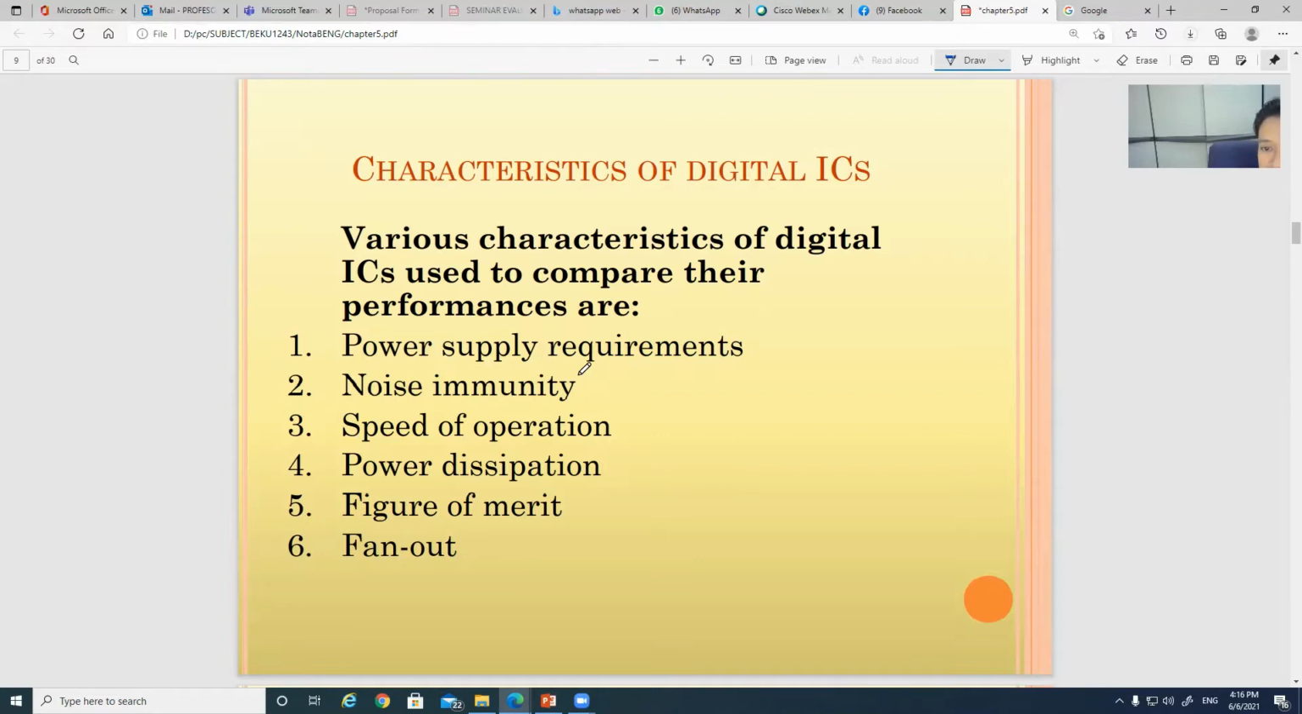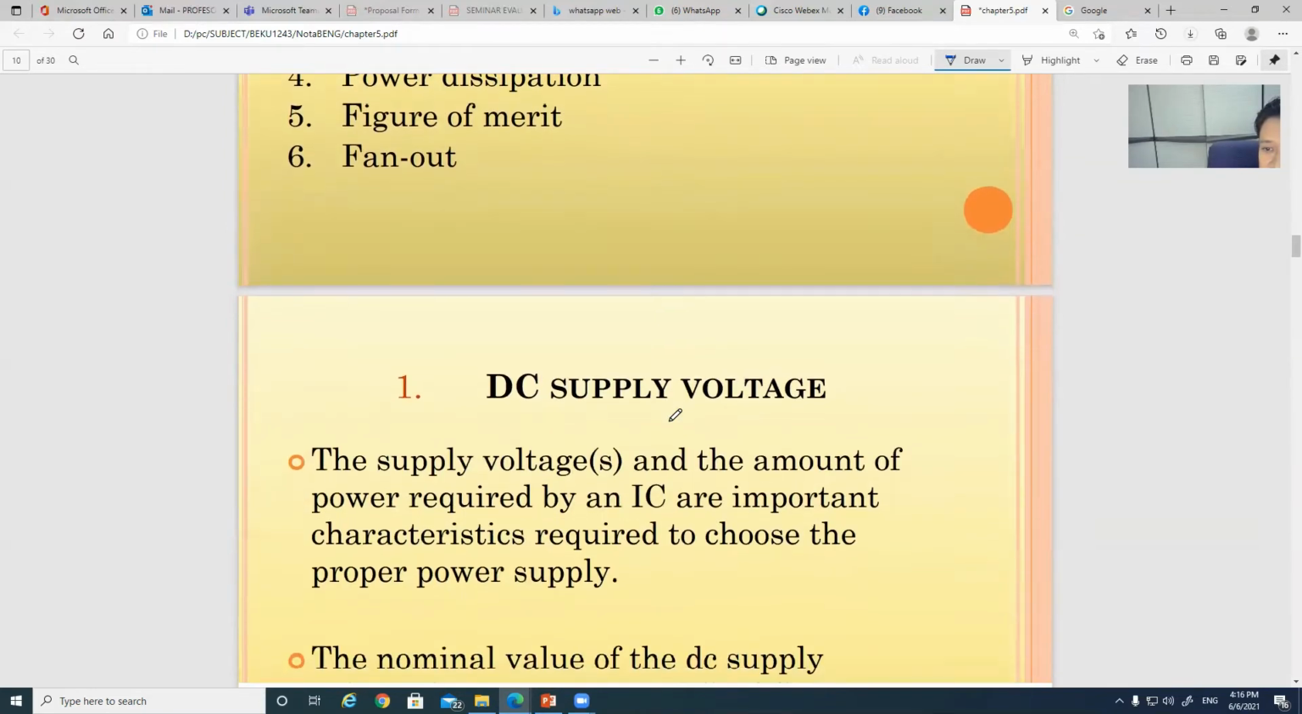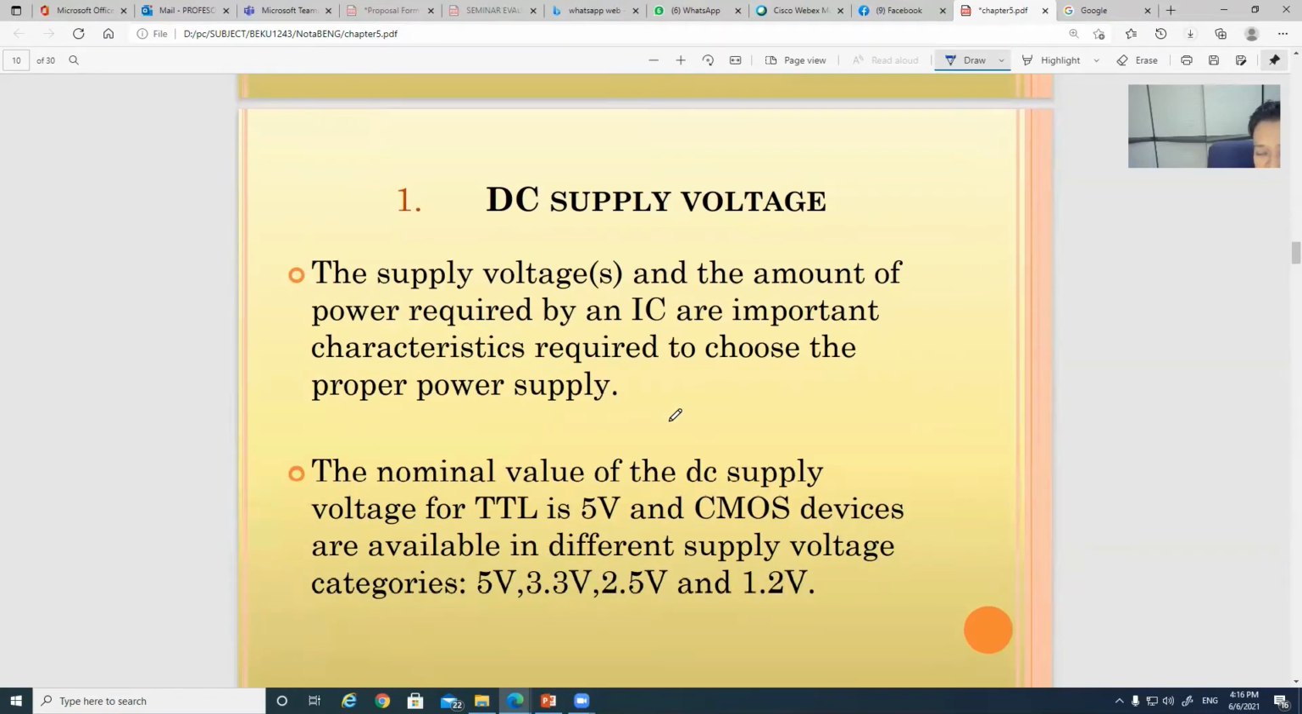Right, so maybe we go one by one. Chapter 5 is actually more on the theoretical side about the IC. So this is the characteristic of the IC, we have 6, and we go one by one. First, we go for the DC supply voltage. The supply voltage and the amount of power required by an IC is an important characteristic required to choose the proper power supply.